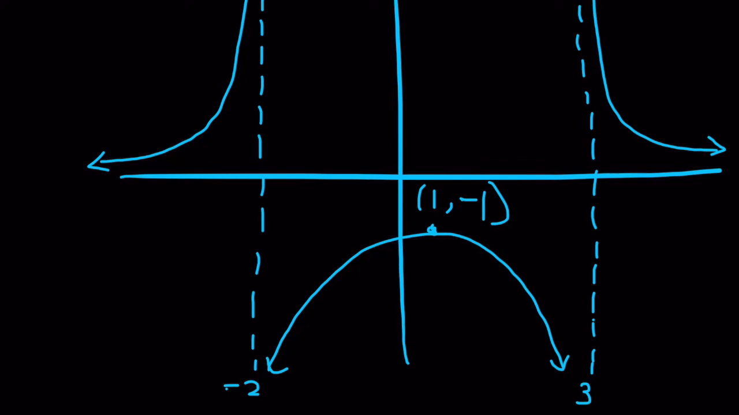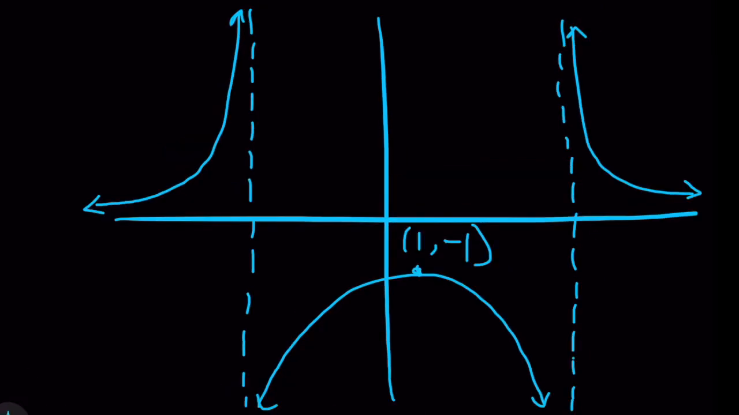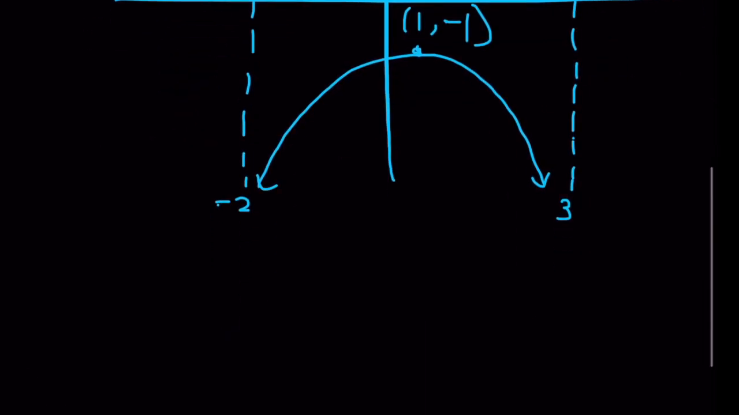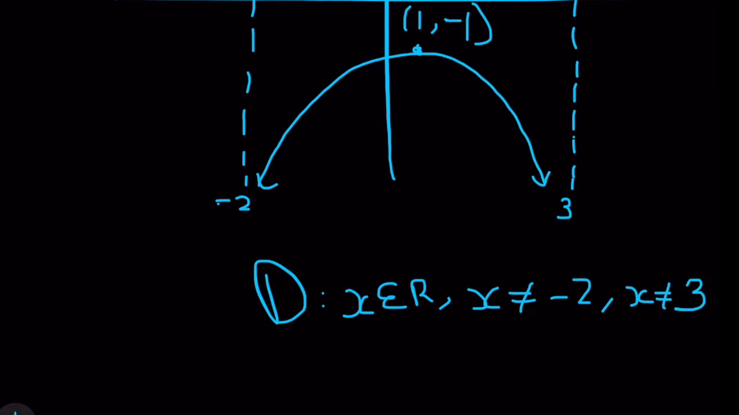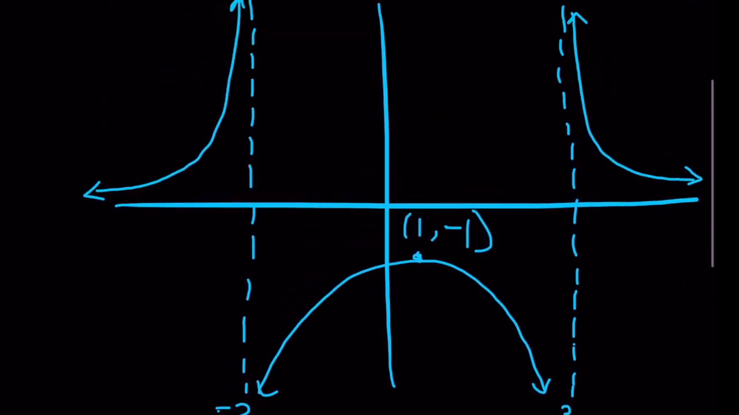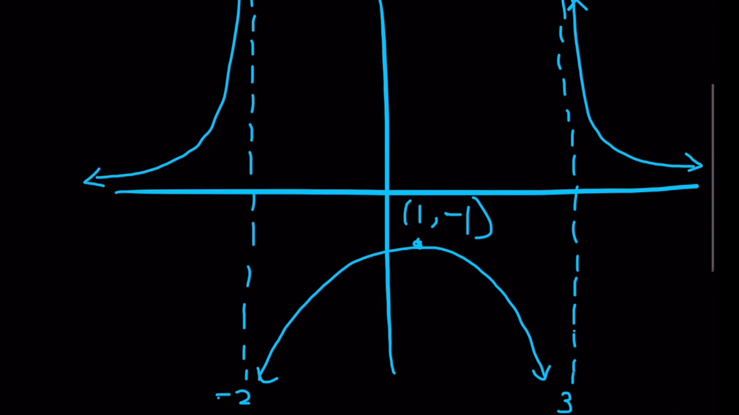So if we need to find the domain, the domain will be x is all real numbers, but x is not equal to minus 2, x is not equal to 3, because we can clearly see with the help of the asymptote lines that the graph is not touching at minus 2 and 3 respectively. So that's our domain.